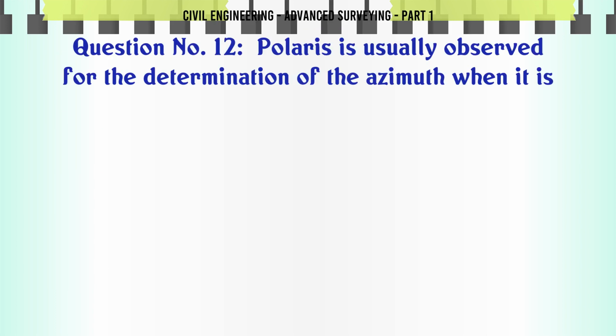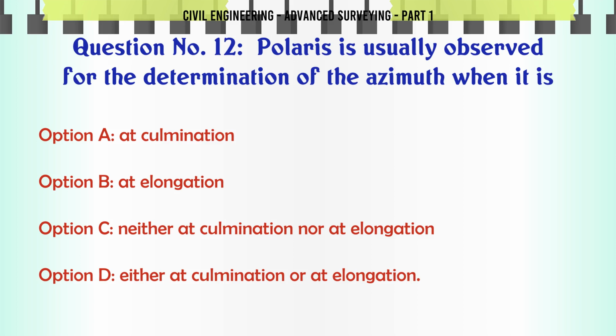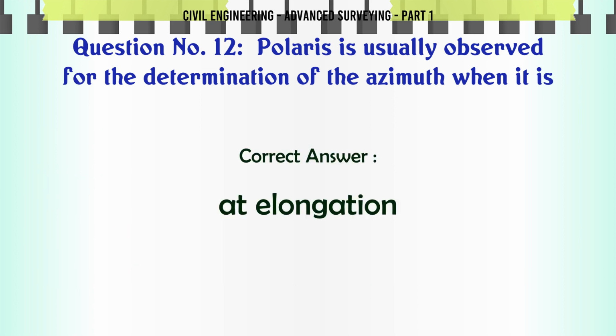Polaris is usually observed for the determination of the azimuth when it is: A. At culmination, B. At elongation, C. Neither at culmination nor at elongation, D. Either at culmination or at elongation. The correct answer is at elongation.